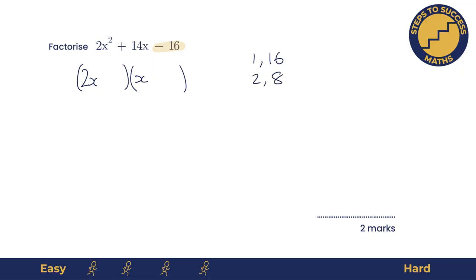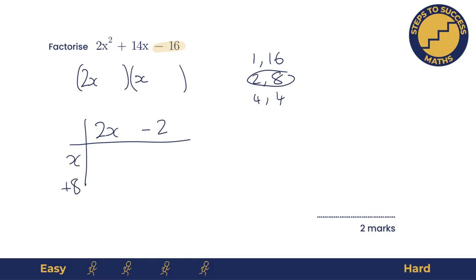So we need to pick one to try. So let's try 2 and 8. Let's try negative 2 and plus 8. Draw a table. 2x take away 2, x plus 8. We know that gives us our 2x squared term and our negative 16. And now we need to check the middle section.